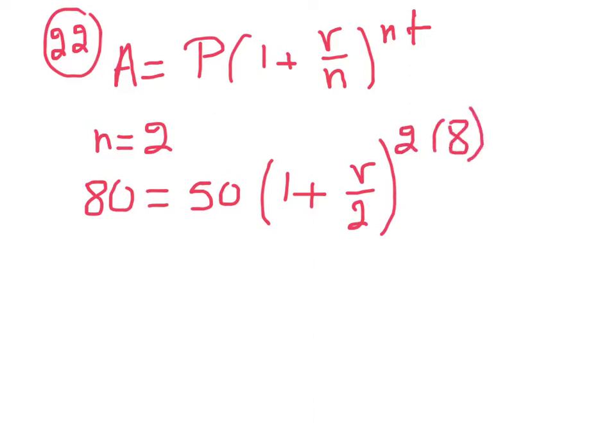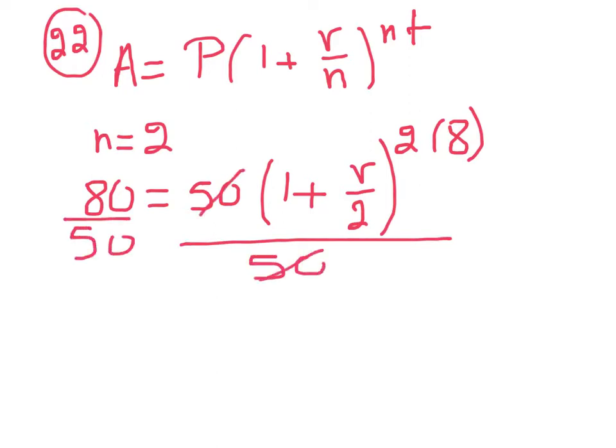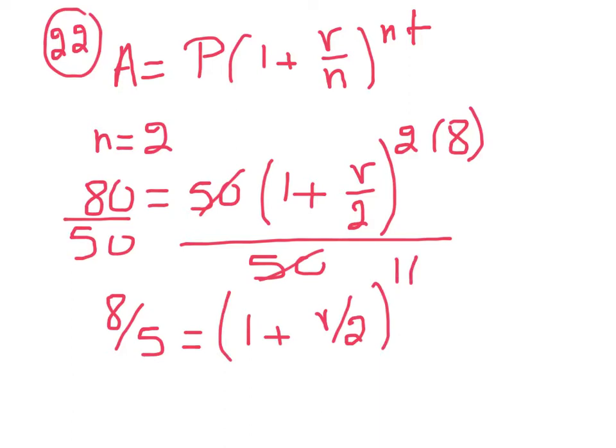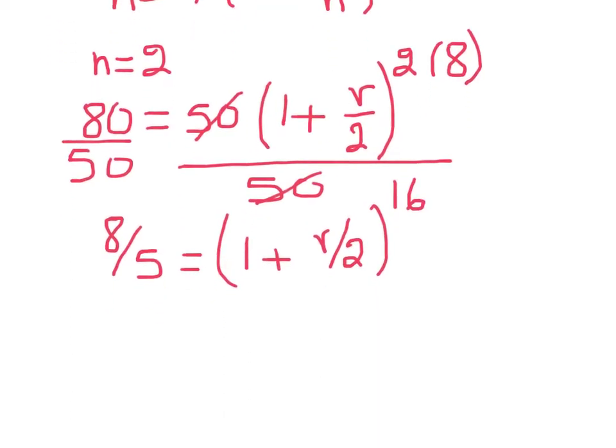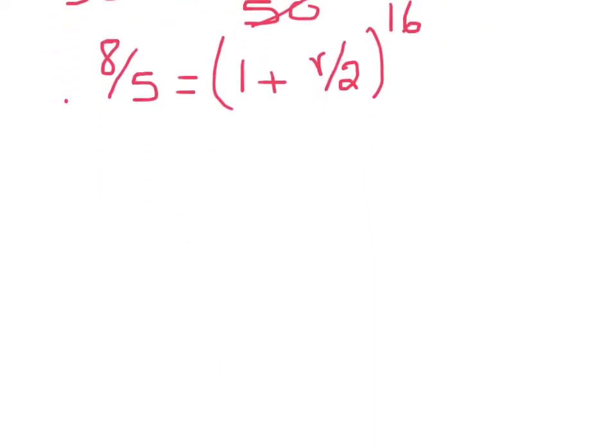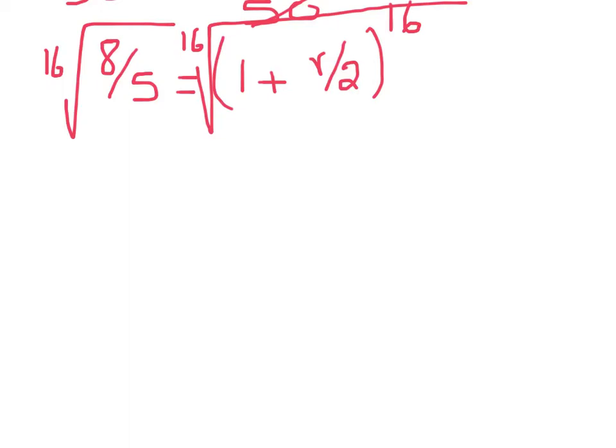Now what we're going to do is solve for r. I'm going to divide by 50, and then I have 8/5 is equal to (1 + r/2) raised to the 16. Now when you raise something to the 16, I need you to take the 16th root of both sides. To do the 16th root on both sides, this is going to give us 1.0298, and this is going to give us 1 + r/2.